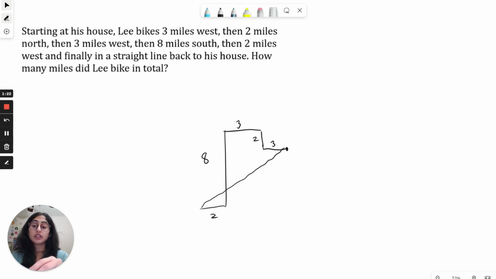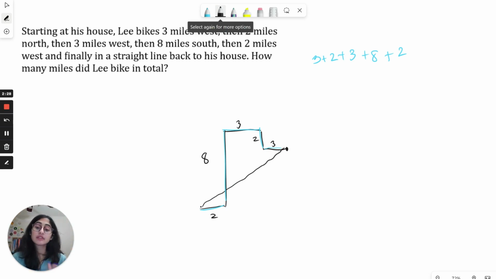Well, for all of these straight parts, it's pretty easy to see how many miles he biked, right? When he's turning, he goes west, and then north, and then west, and then south. That's just 3. Let me do it in a different color. We have 3 plus 2 plus another 3 plus 8 is this section. And then plus 2 when he goes west again. But then we have to go from here to there, and that one doesn't tell us how many miles that is. So how do we figure this out?